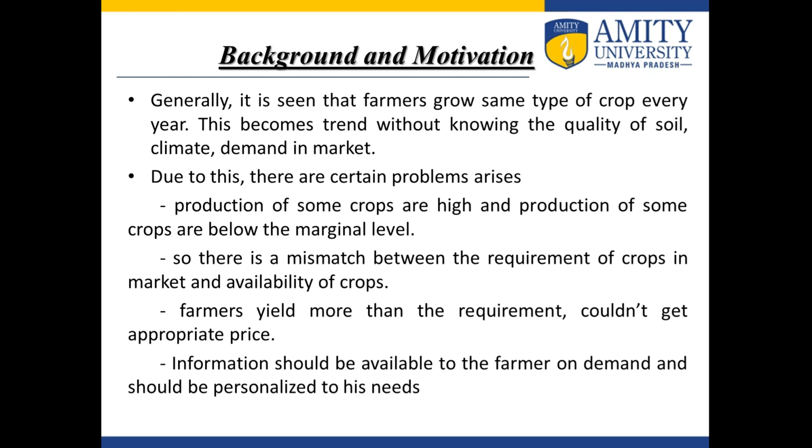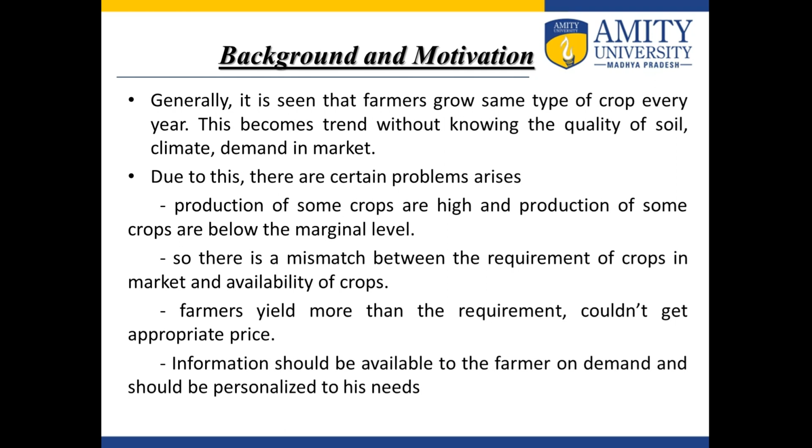It is seen that farmers grow the same type of crop every year. This becomes a trend without knowing the quality of soil, climate, or demand in the market. Due to all these reasons, many problems arise. First, the production of some crops is high and some is low, below the marginal level. So there is a mismatch between the requirements of crops in the market and the availability of crops.